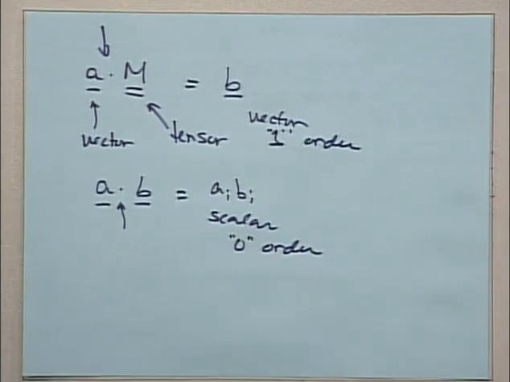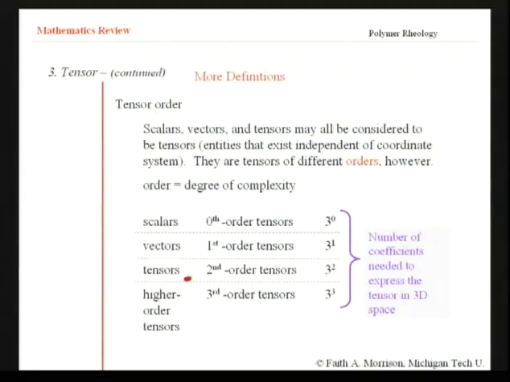So order was just this definition of how many components it took to express the quantity in Cartesian coordinates. So our scalars take 1, our vectors take 3, and our second order tensors take 9.